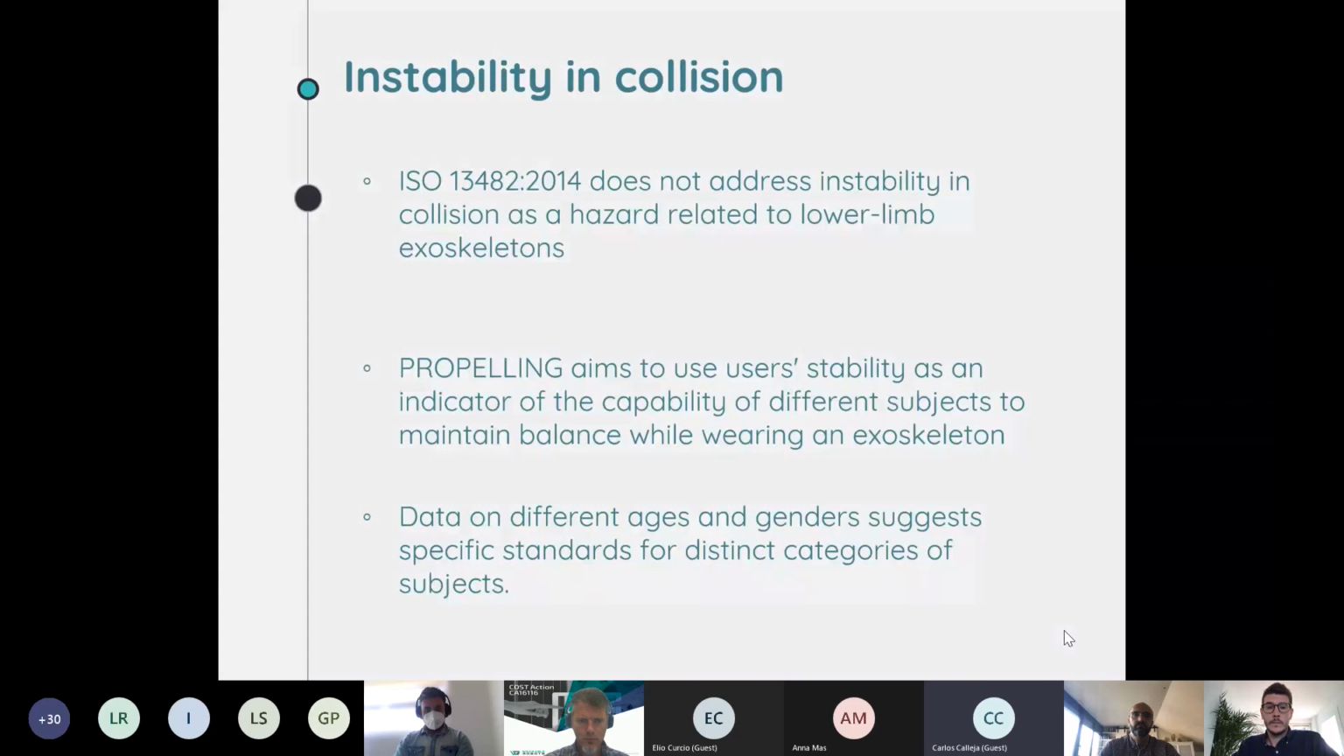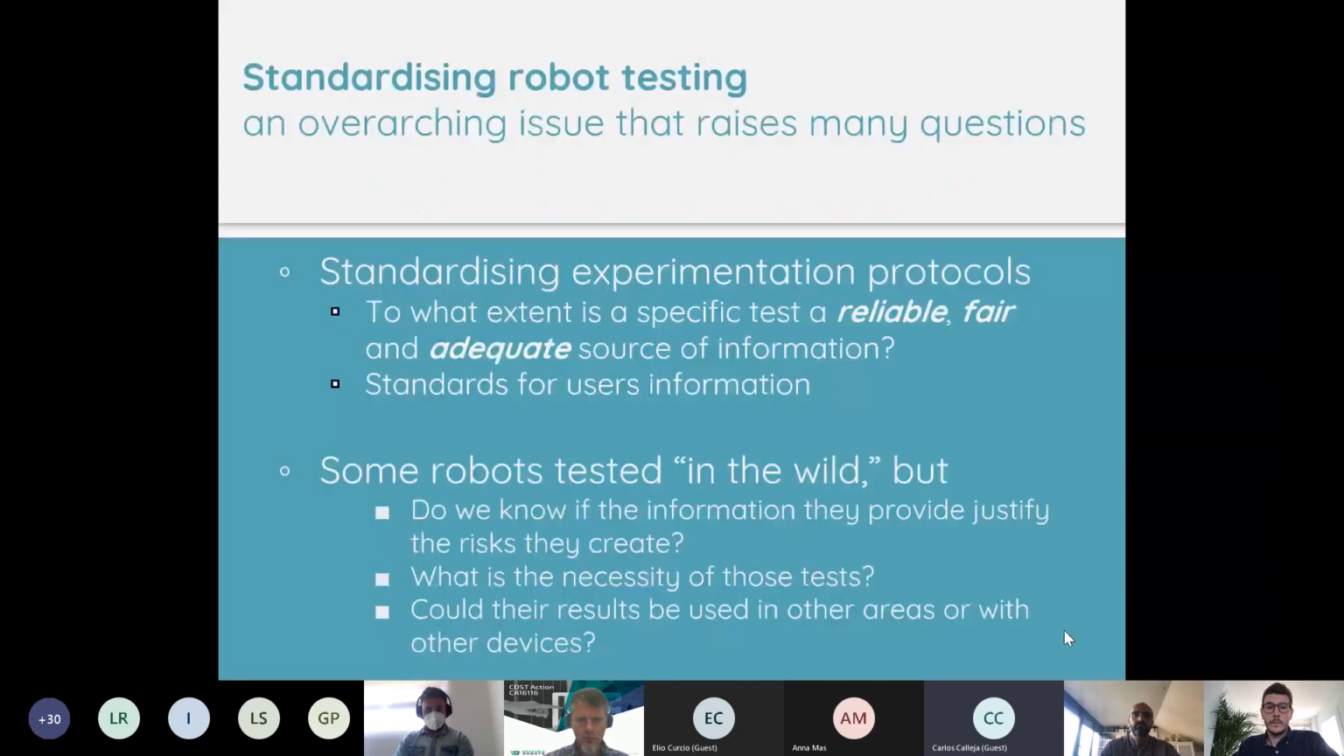And data on different ages and genders will suggest also specific standards for distinct categories of subjects. So in a nutshell, what we are doing is using a test bench to provide information for the improvement of a specific regulation. And our findings here will open the door for further testing and further improvement of regulations. But there are also 2 overarching issues that I think raise many questions, and are worth scoping better. The first of them is standardizing experimentation protocols.